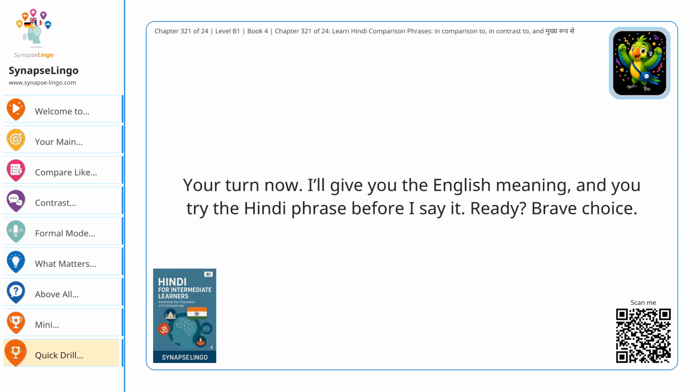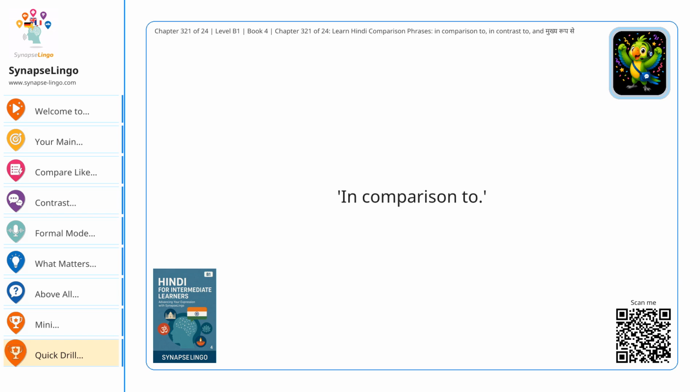Quick drill challenge. Your turn now. I'll give you the English meaning, and you try the Hindi phrase before I say it. Ready? Brave choice. In comparison to: की तुलना में. In contrast to: के विपरीत. In relation to: के संबंध में. Regarding: के संबंध में. With regard to: के संबंध में. Primarily: मुख्य रूप से. Above all: सबसे बढ़कर.